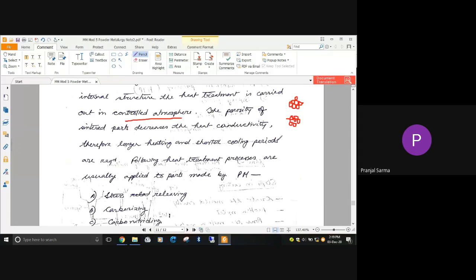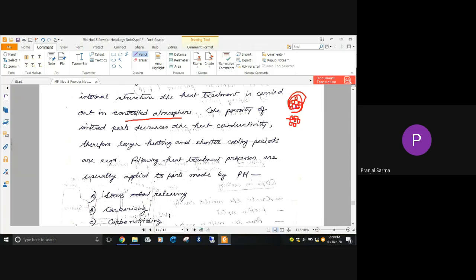So therefore, longer heating and shorter cooling periods will be required. Then only we can be sure that whatever is the temperature at which you are doing the heat treatment, the heat will be properly conducted throughout that particular part.